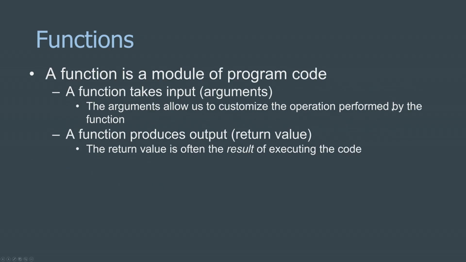So a function is just a module of code. A function takes input, produces output, it has a name. So its inputs are called arguments, and its output is called its return value. Technically speaking, a function in Python can only have one return value, but because you could return a list or a tuple or a dictionary, then you could really return multiple values if you wanted to.